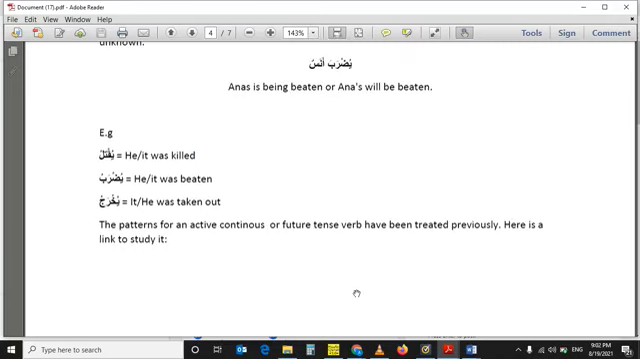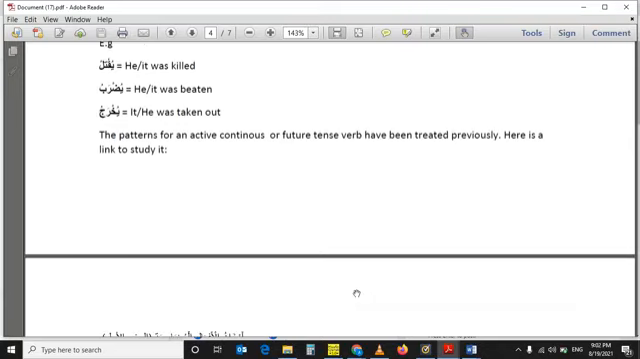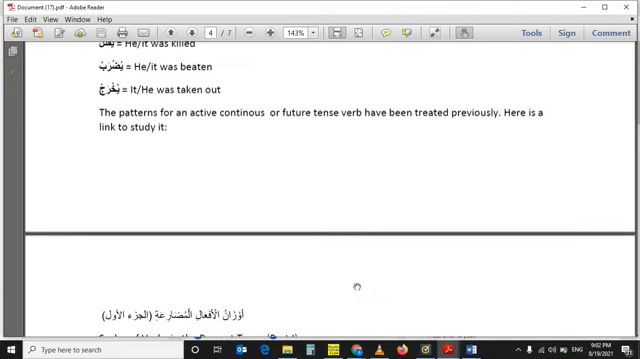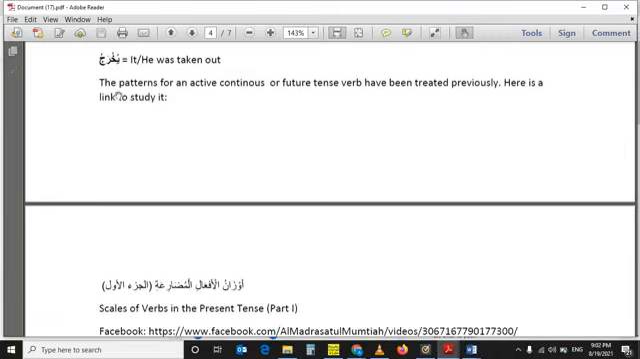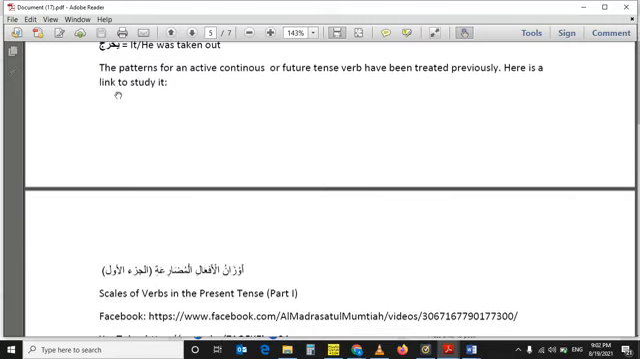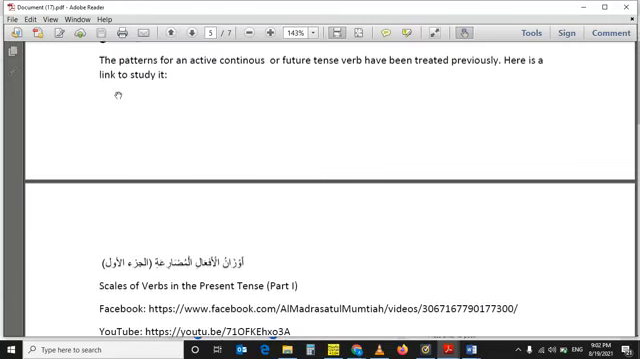So other examples of majhul, we have yukutalu, it will be killed. Sorry about the translation. This should be it will be killed. Yudrabu, it will be beaten, or it is being beaten. Yukhraju, it will be taken out, or it is being taken out. So please ignore this translation in front of it. It will be corrected in the class notes.